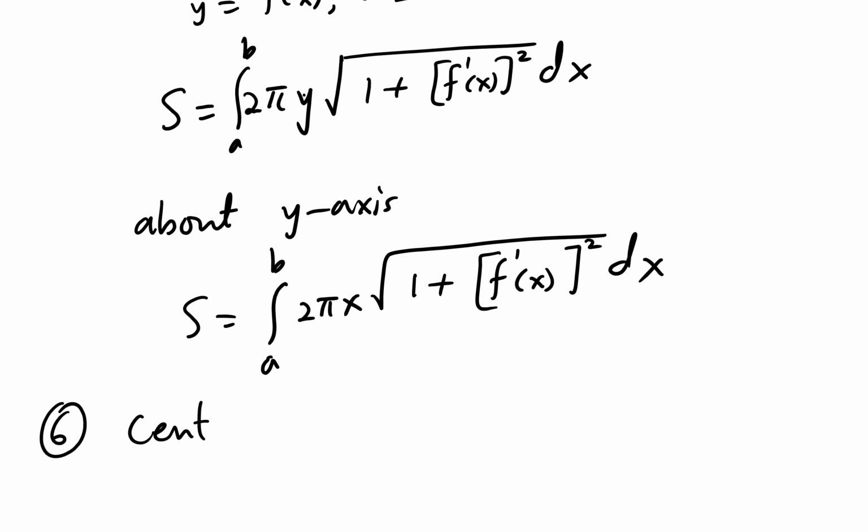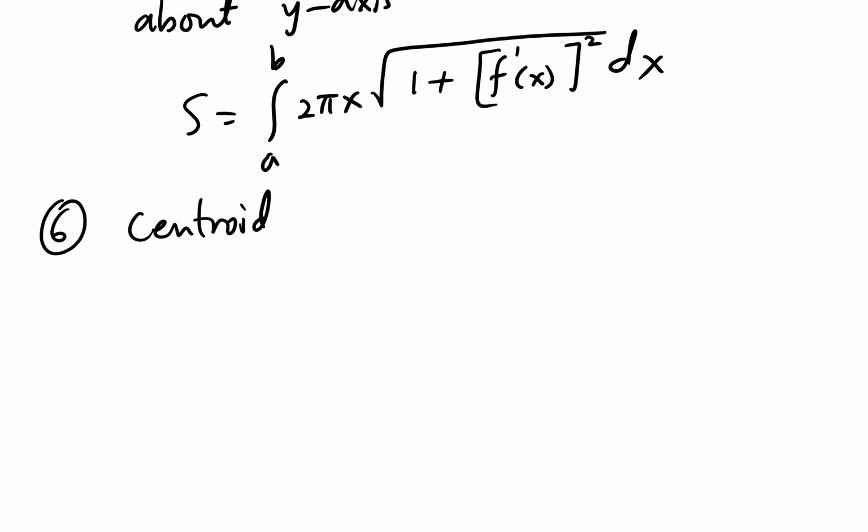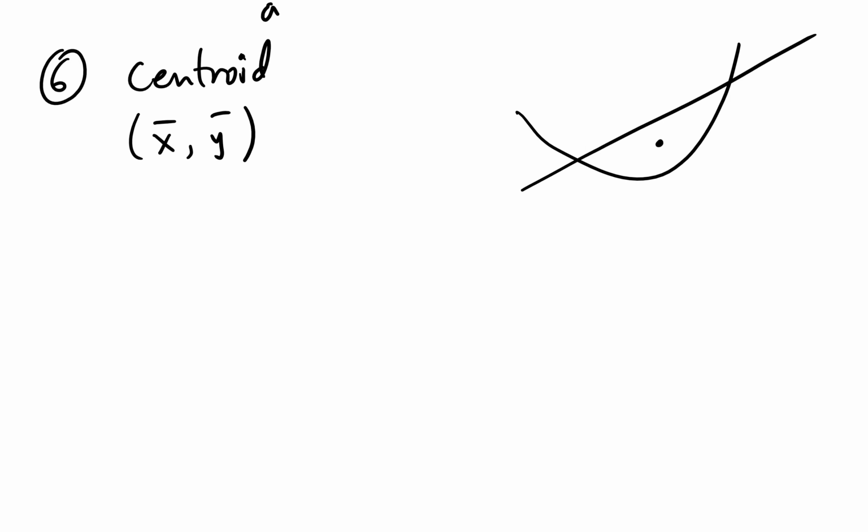Next is the centroid or center of mass. How to find it: if we give you a region bounded by graphs, how do I find the centroid of that? So if you have, let's say, a curve like this and a line, you want to find the centroid somewhere there. That point, the centroid, we call it x bar, y bar. We need to find x bar and y bar. So how do we do that?